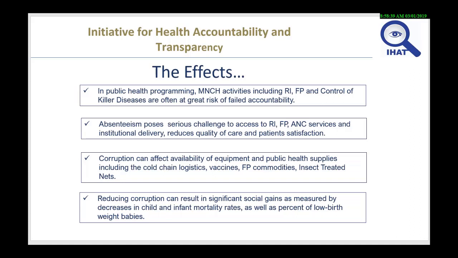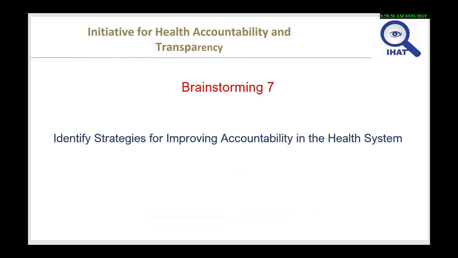Reducing corruption can result in significant social gains as measured by a decrease in child and infant mortality rates, as well as the percentage of low birth weight babies. It is important that we mitigate the effect of failed accountability. To do this, we need to identify strategies for improving accountability in the health system. You can take some seconds and just put 1 or 2 points down on what you think should be the strategies for improving accountability in the health system.